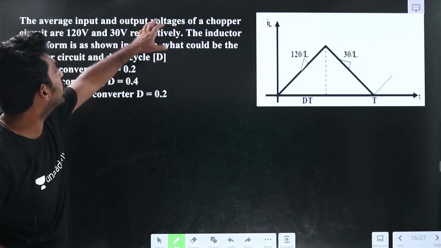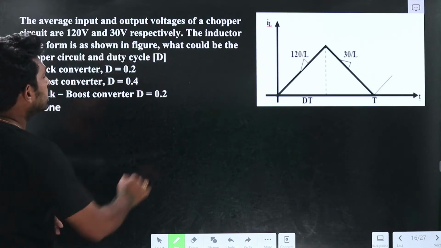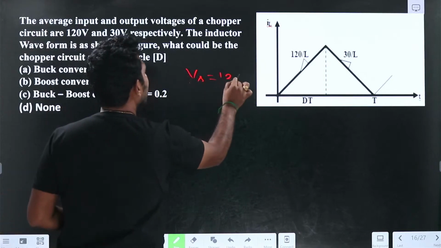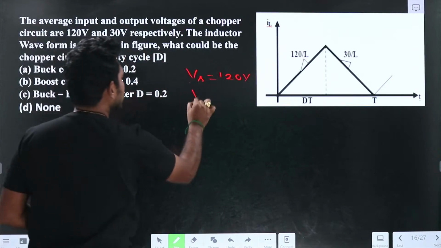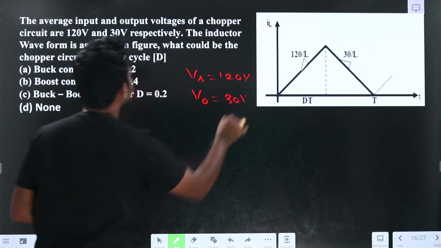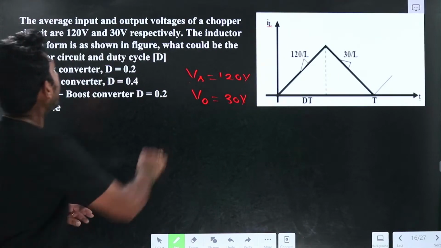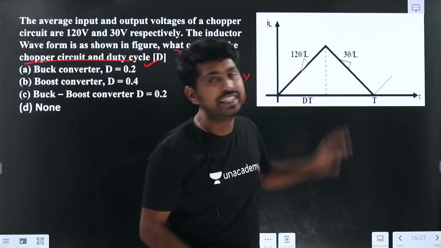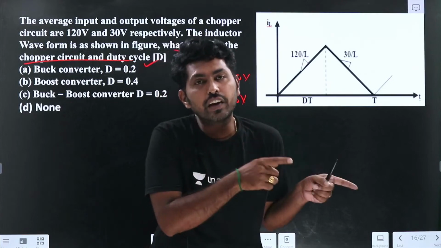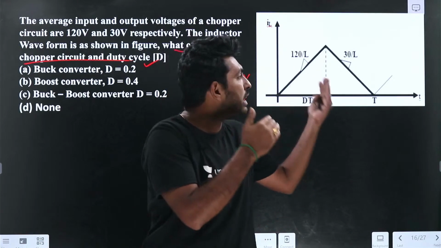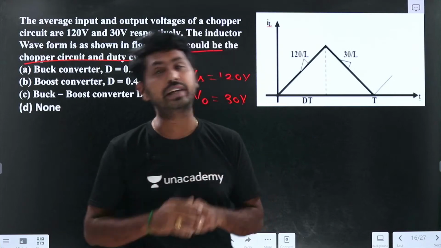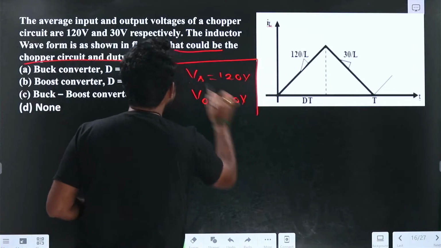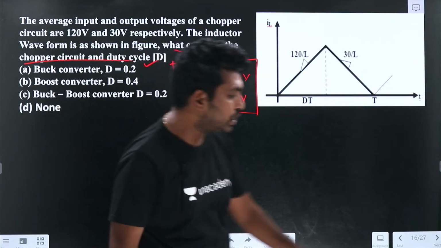The average input and output voltage of the converter is given. That is Vs, the input voltage, is given as 120 volts and the output voltage is given as 30 volts. Now, what could be the chopper circuit and duty cycle? They have given the inductor current waveform here. For this inductor waveform, we need to find which converter it belongs to, and we need to find the duty cycle. I think it was the easiest question. So try to find a solution for this.